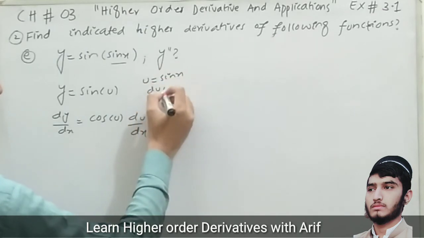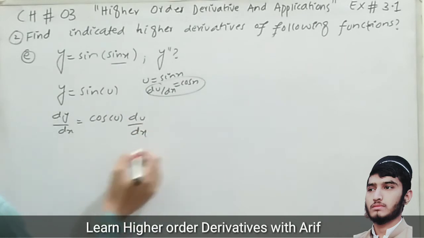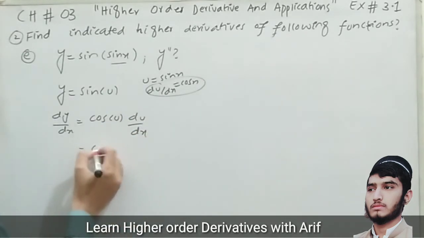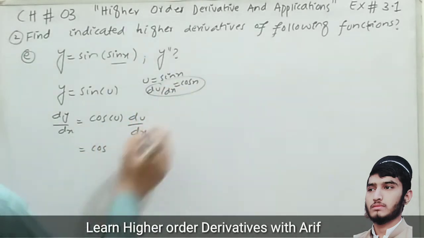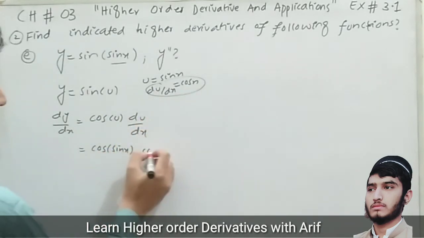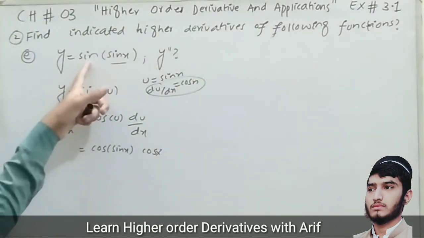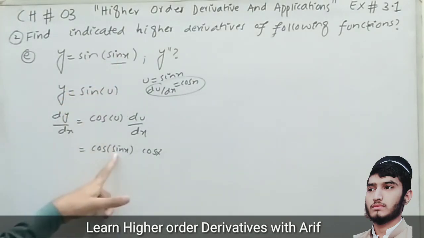Now differentiate both sides with respect to x. So du by dx will be equal to cos of x. So put du by dx, cos x, over here, so it becomes cos of u times du by dx. u is sin x, so it becomes cos of sin x, and du by dx is cos x. We can also directly differentiate this function, because sin of sin x will give us cos of sin x, and the derivative of sin x is cos x. So this is actually the first time derivative, y prime.